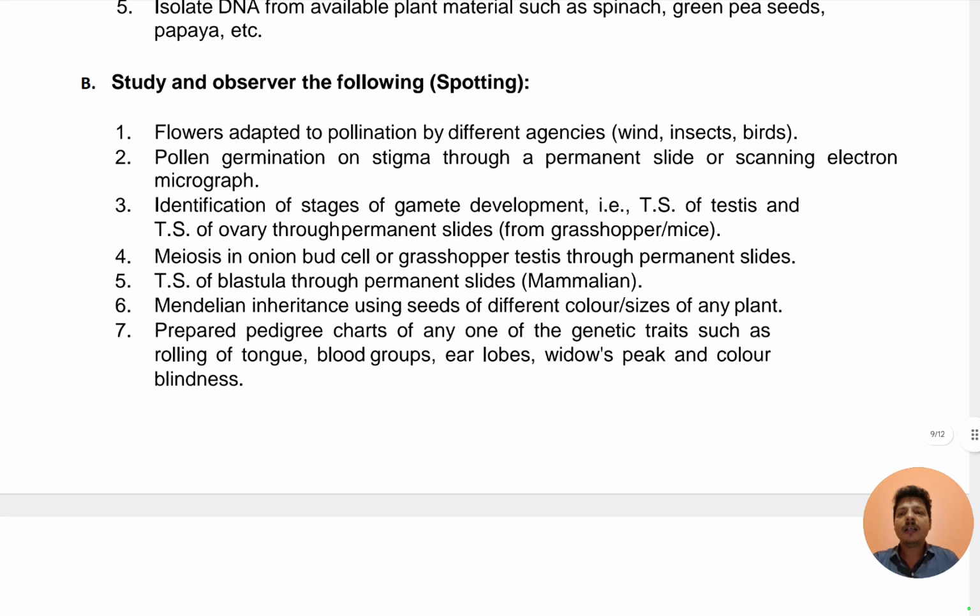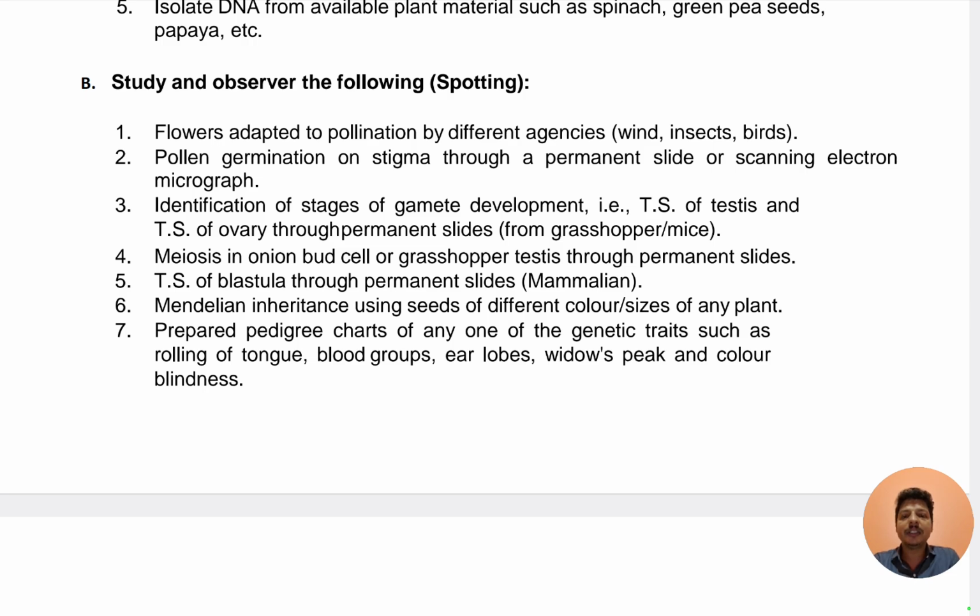Then your spotting, here you can see: flowers adapted to pollination by different agencies, wind, insect, birds. Second, spotting pollen germination on stigma through a permanent slide or scanning electron micrograph. Third, identification of stages of gamete development, that is transverse section of testis and transverse section of ovary through permanent slides from grasshopper or mice. Fourth, meiosis in onion bud cell or grasshopper testis through permanent slides. Then transverse section of blastula through permanent slides, mammalian.